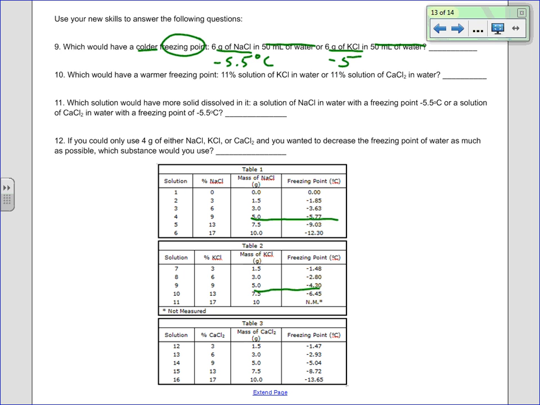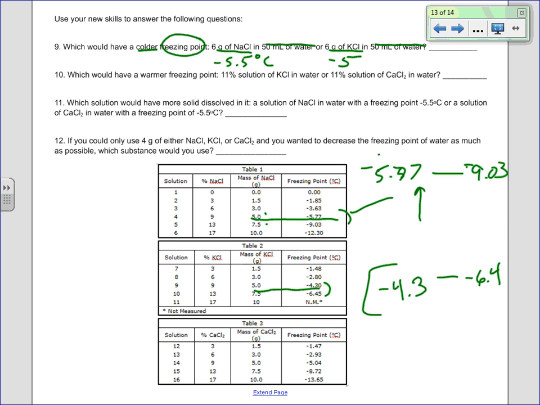What you'll notice is, for our example that we had over here, the two numbers you're looking for are 5.77 to 9.03. And you're looking somewhere closer to the, because if we looked at 6 grams, 6 is a little closer to 5 grams. So you're a little bit closer to this side than the other side. Our other range was between negative 4.3 and negative 6.4. All right, so the range is these ranges. And what you'll see is that this range is significantly lower, or significantly warmer, I should say, because it's less negative than this range.